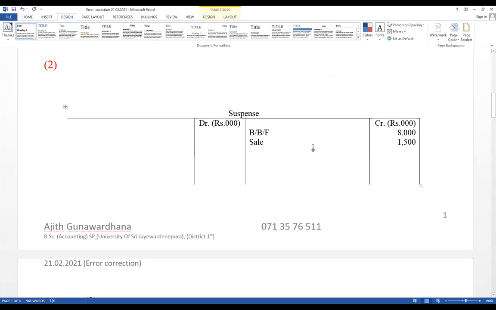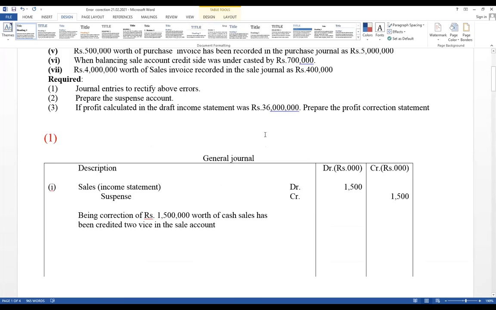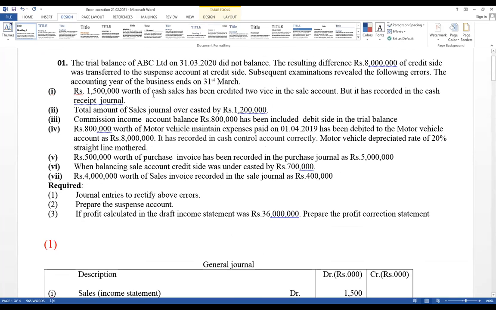Therefore, suspense account should be recorded credit side 1500. And it affects profit also. Think about sales recorded twice. Now think about the effect on profit. Sales is income, recorded twice in the sales account. Therefore, income overcasted. So if sales is recorded twice, think about the effect on profit. Income increases. Therefore, profit also increases. As a result of that error, profit increased by 1500.